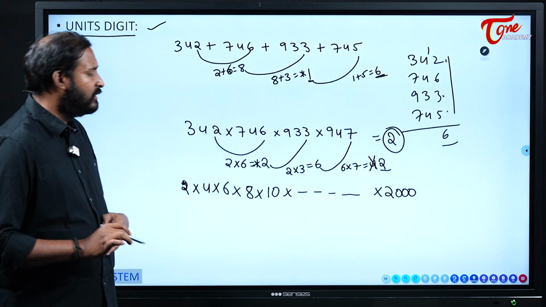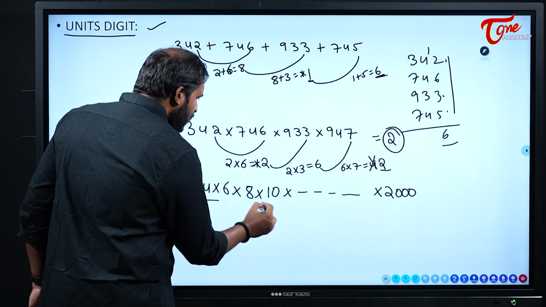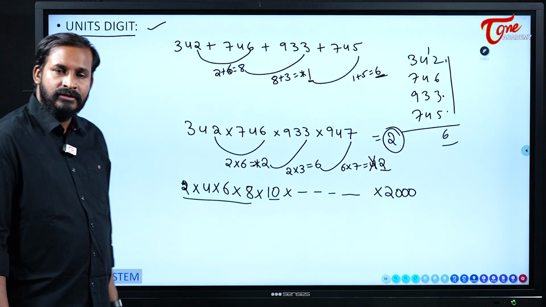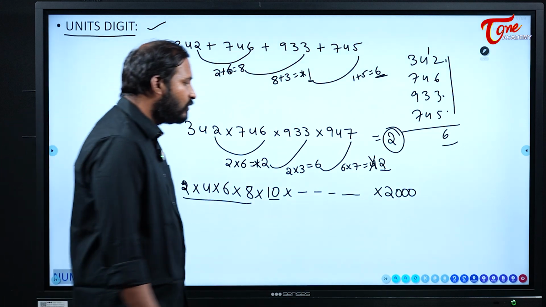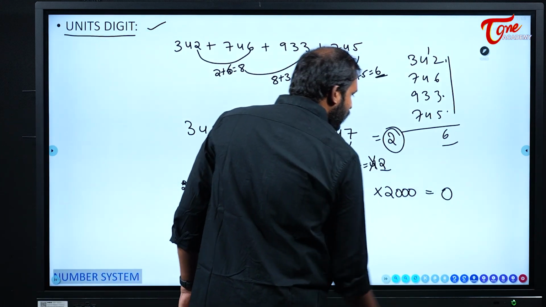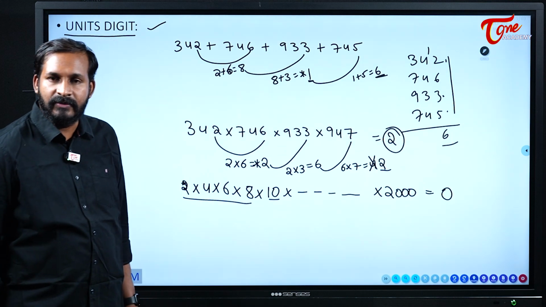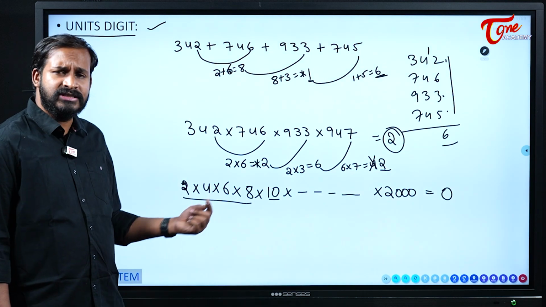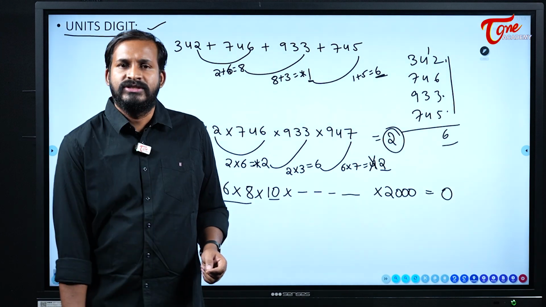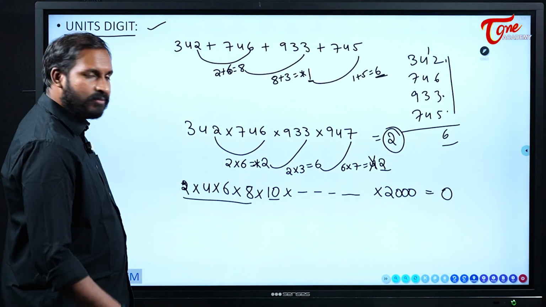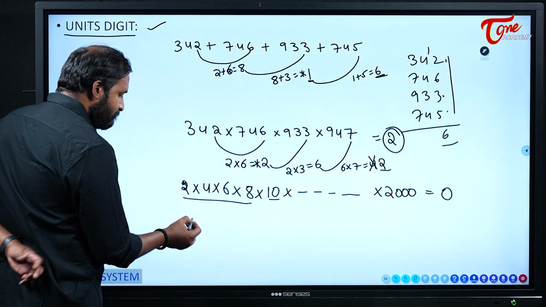Then how will we solve this type of question? It's very simple. In this product we have a 0, right? 0 into anything, what does it become? 0. So whenever you get a 0 in any product, at the end also the units digit will be 0 only. During the process, if you get one 0, that is enough. Obviously the units digit becomes 0.